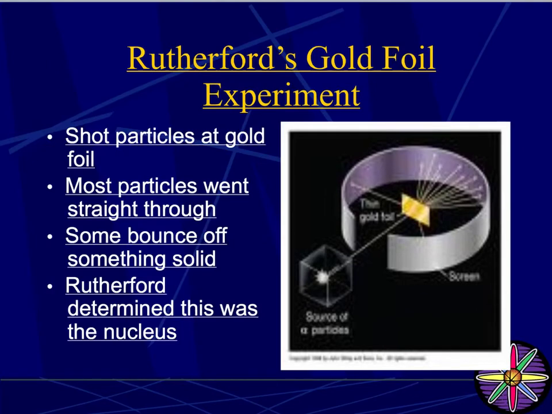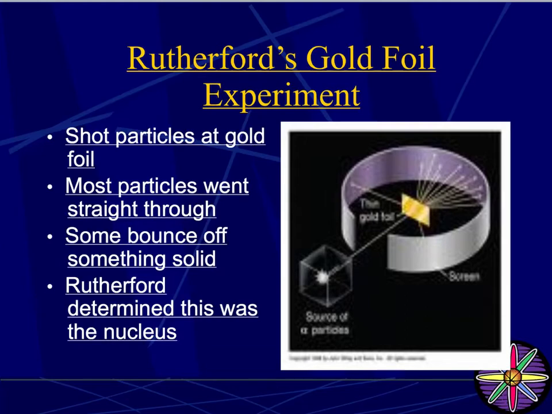Now we fast forward to Rutherford and his gold foil experiment, and he took particles of some kind of light, and he shot them at gold foil. And as you can see, some of the particles do go through, but a few of them actually bounce off something solid. He wasn't expecting them to bounce off of anything. He was expecting them just to go straight through. And he actually determined that they bounced off of the nucleus.